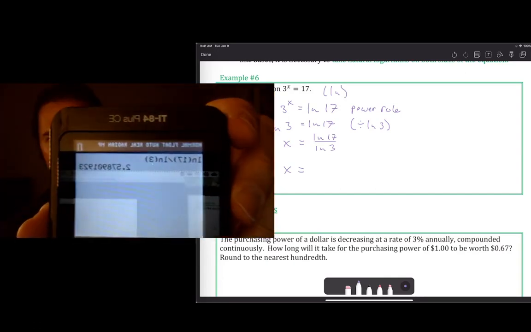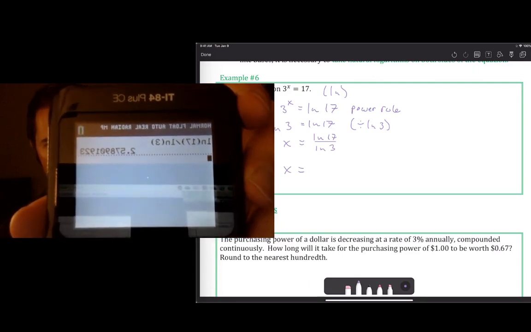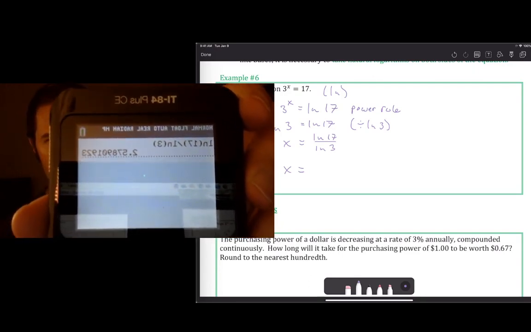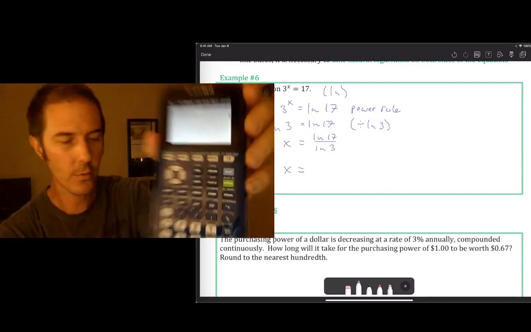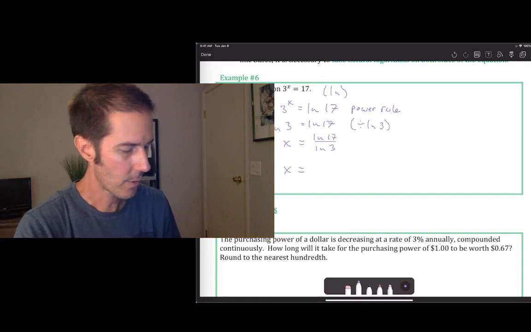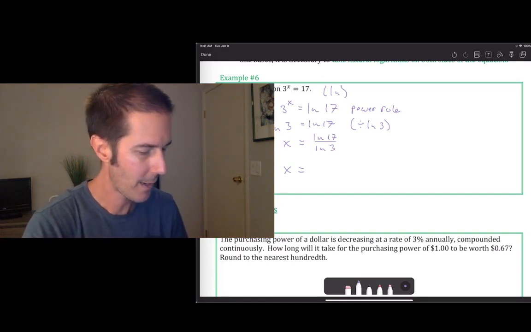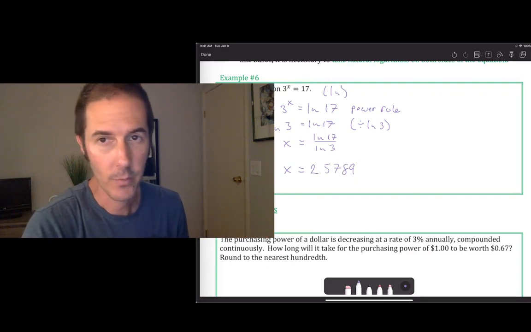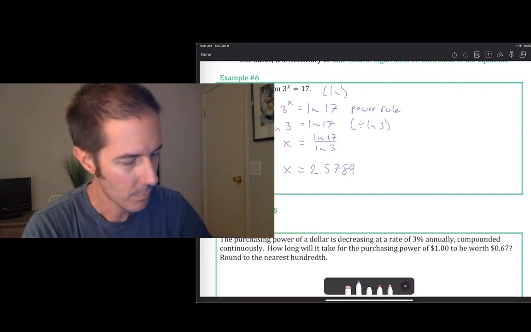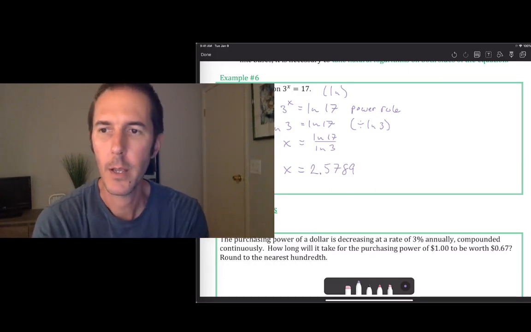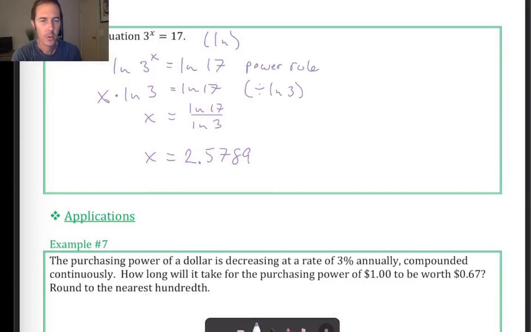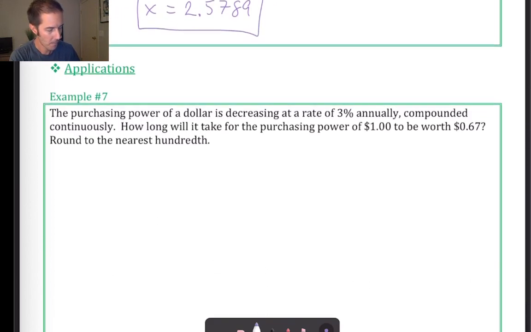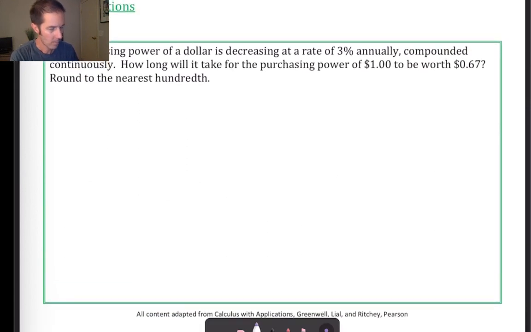So if you're on a grapher, this is what your input should look like. If you're on a 2-line entry scientific calculator, this is also what your input should look like. Natural log 17 divided by natural log 3, I got 2.5789. That's rounded to 4 decimal places. Let's get that decimal point a little bigger. There we go. And that takes us into our next problem, which is an application problem, and our last problem of the section.